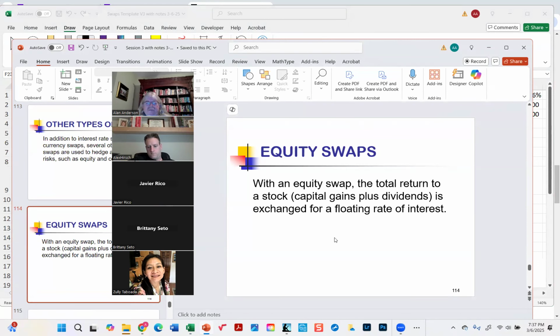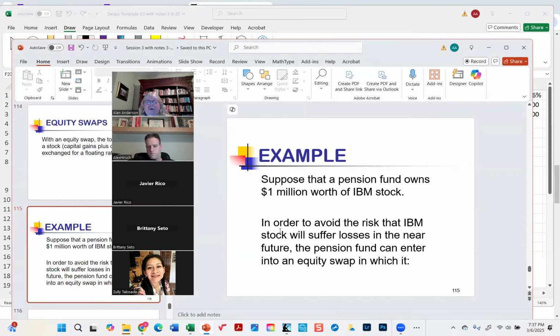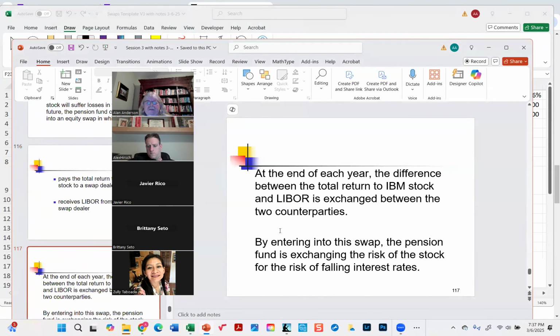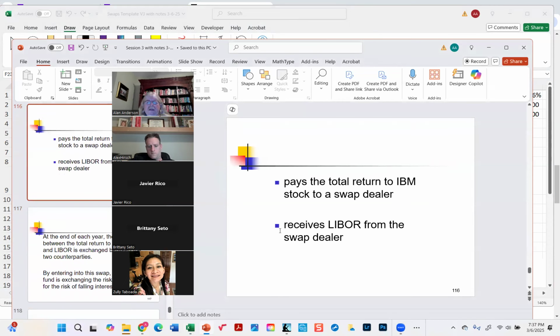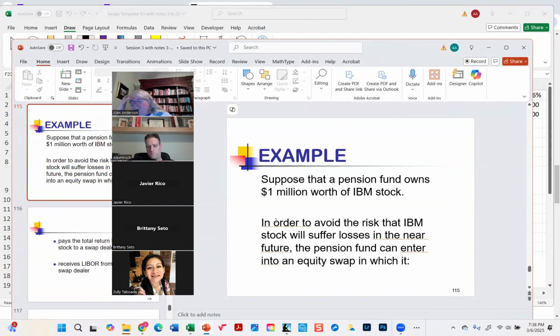Equity swaps. Now, with an equity swap, the total return to a stock, which includes dividends, by the way, plus capital gains, is exchanged for a floating rate of interest. Now, why in the world would you want to do this? Okay, let's say, here's the example. A pension fund owns $1 million worth of IBM stock.